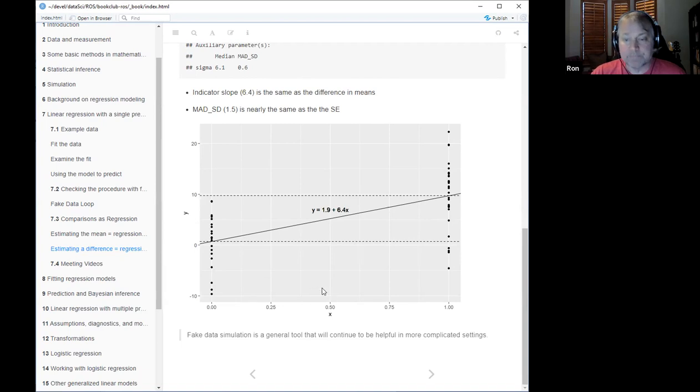That's all that's saying. The point of all this is that this kind of fake data simulation is a great tool to help us drill in and understand these things, especially in more complicated settings, which we will see as we go on through adding more parameters, multiple predictors, doing logistic regression, doing other kinds of generalized linear regression, as we move through the book and get to the more complicated stuff.